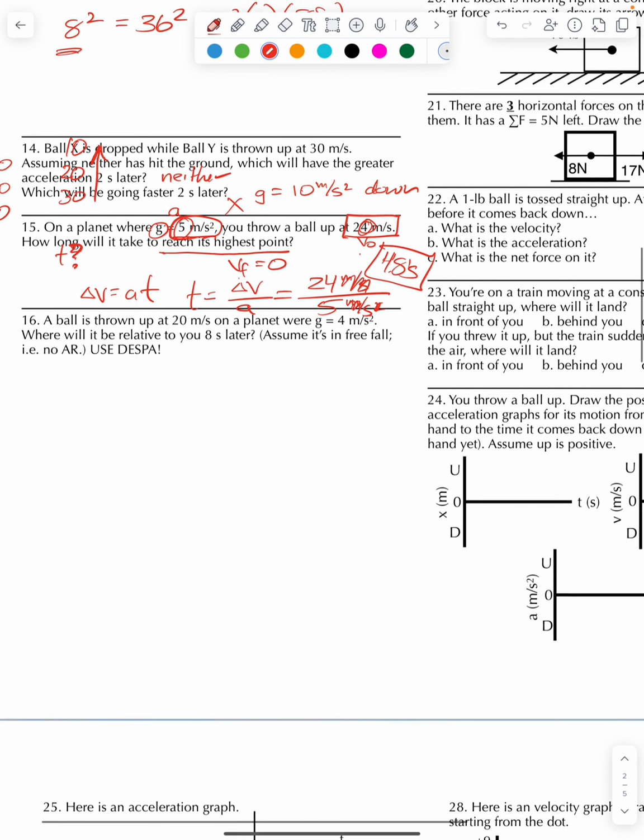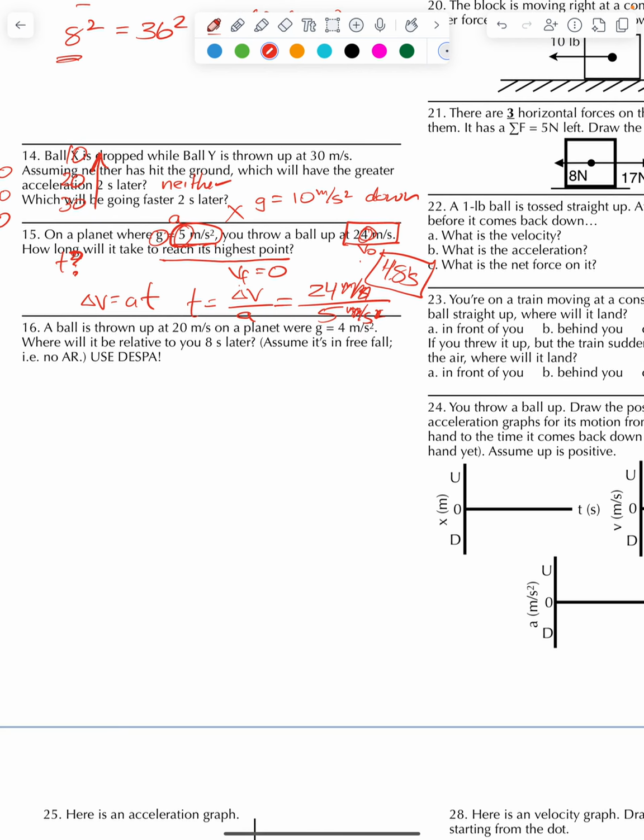Maybe doing it before we do number 16, just an easier one, just to do in your head. Let's say on another planet, the acceleration is 8 meters per second squared. And we throw it up at 80 meters per second. How long will it take to reach the highest point? Well, the way you think about it is, without using an equation, you just do the change in velocity over the acceleration. It needs to lose 80 meters per second, right? But it loses 8 meters per second every second. So how many seconds will it take?